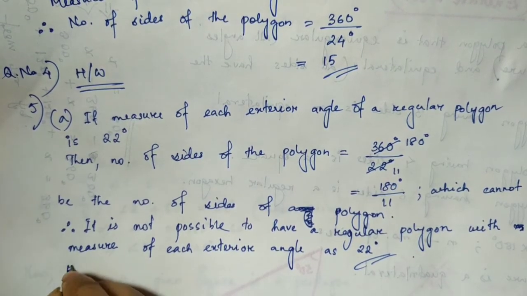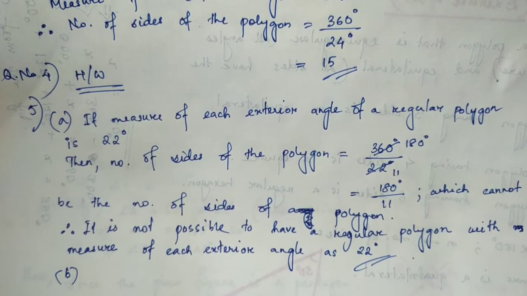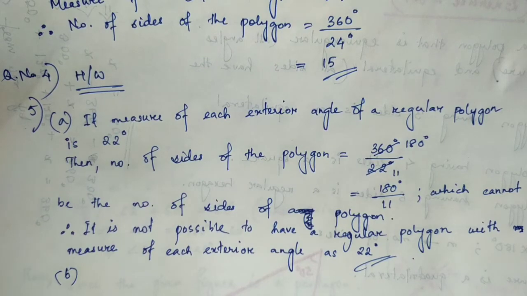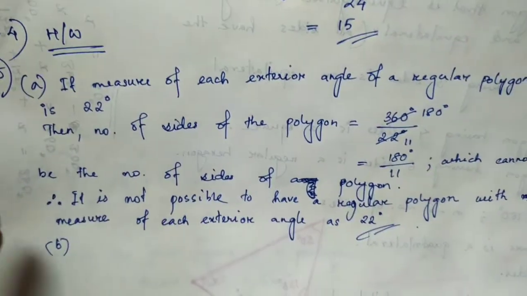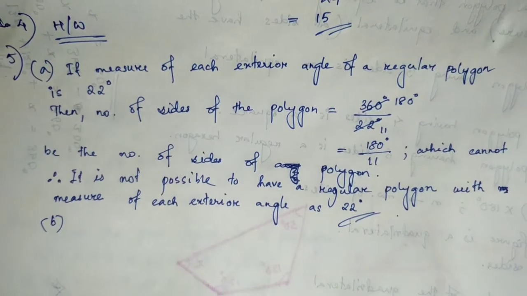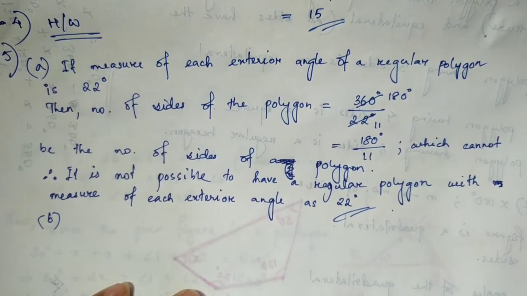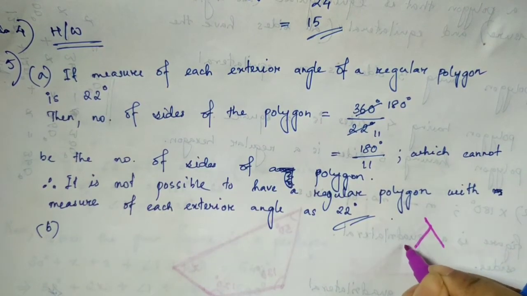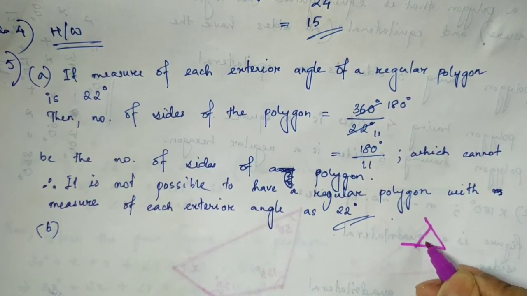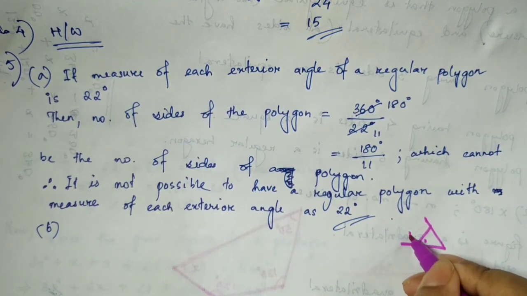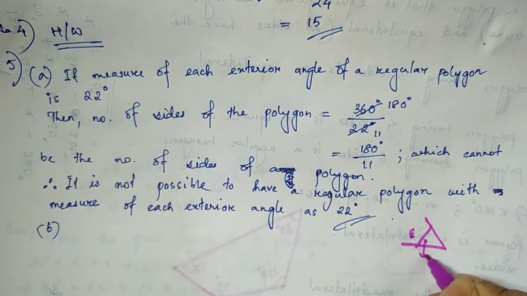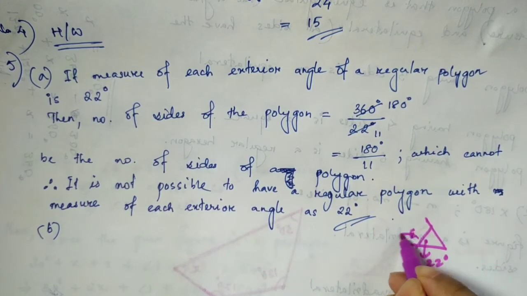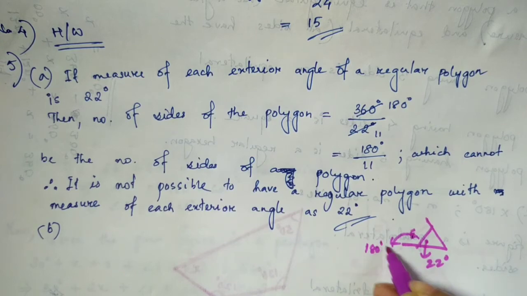Now we'll move on to question B, which is the second part of question number 5. It says, can it be the interior angle of a regular polygon? Can this 22, which was given as the exterior angle, if not the exterior, can it be the interior angle? Now please see here, suppose this is a polygon, I am just drawing any polygon here. So you know this is the interior angle and this is the exterior angle. So if this interior angle is 22 degrees, how do I find the nearby exterior angle? This exterior angle will be equal to 180 minus 22.